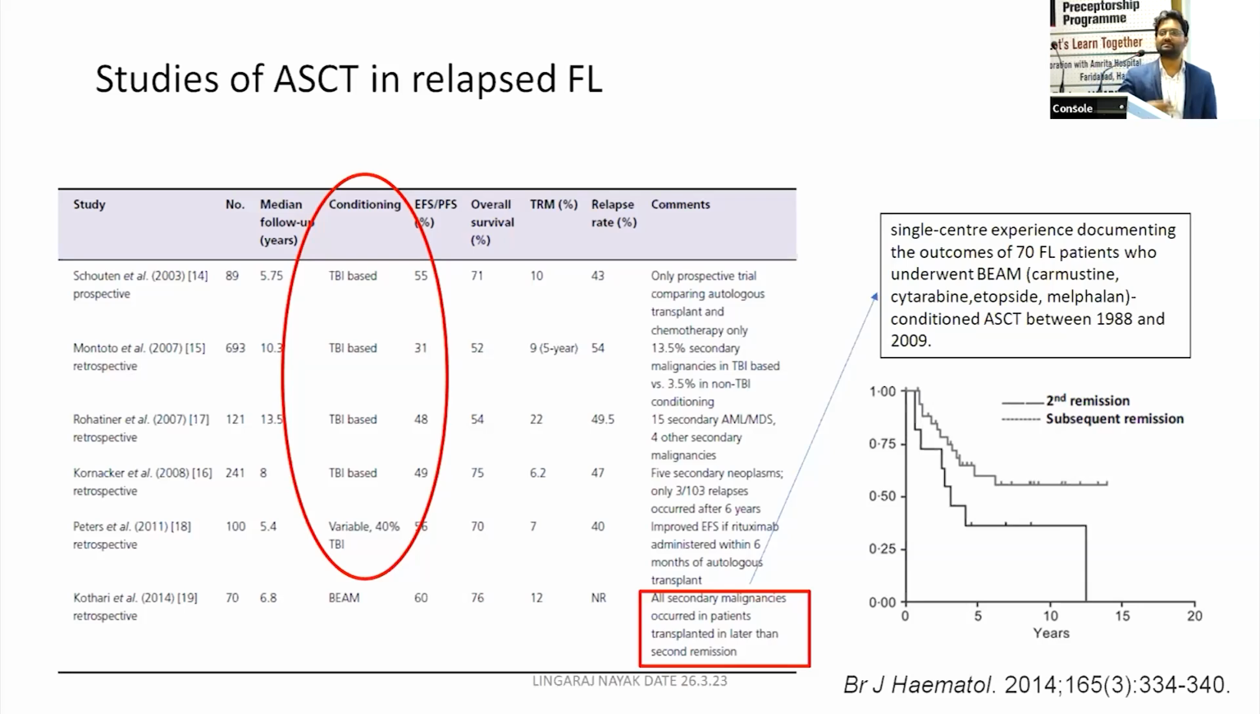Like if the patient is in CR3, CR4, I don't think that's the right time to do a transplant. You're going to increase the risk of second malignancies. The benefit is very less. Probably it is in the CR2.